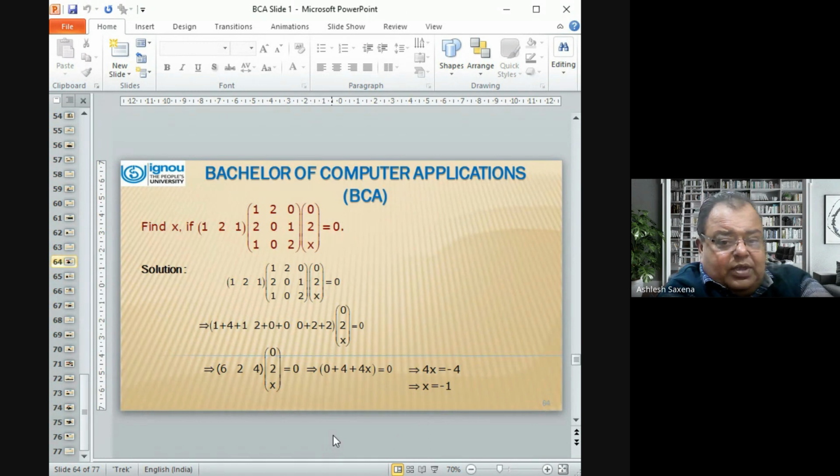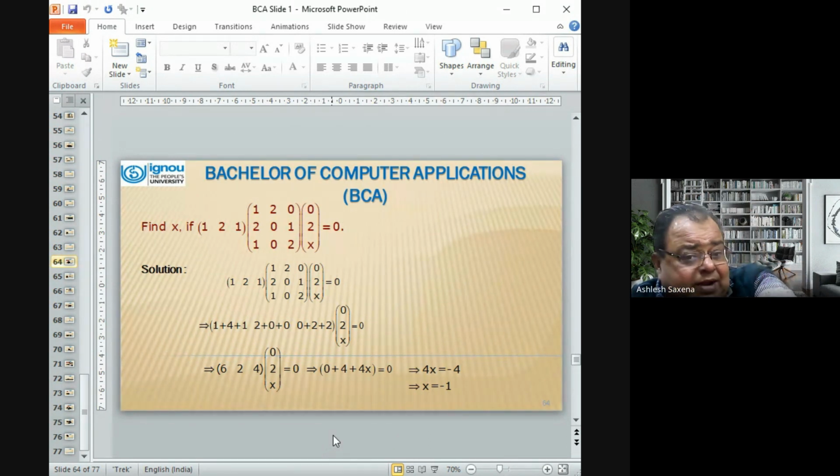Now, here you can see that there are three matrices of different order, and in between, an element is not available to us. That is, it has been replaced by X, and you are being asked to calculate the value of this X. Now, see to the problem what I've done.